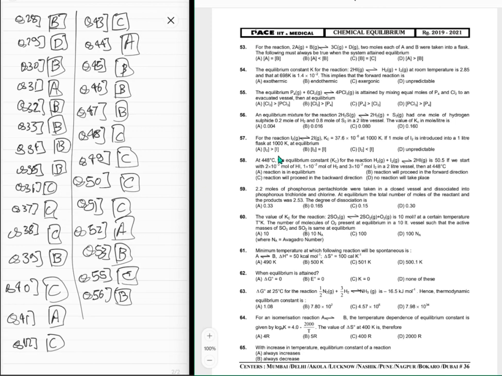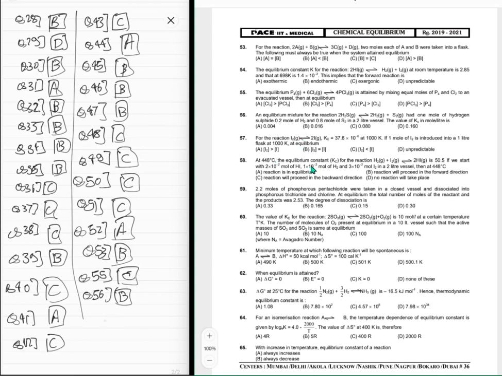Yeah. Next question. For this reaction, if 1 mole of I2 is introduced into a 1 liter flask at 1000 Kelvin at equilibrium, Kc is given. 1 mole of I2 is introduced into a 1 liter flask, so 1 molar concentration basically, at 1000 Kelvin. It doesn't matter. Then at equilibrium, what will be your concentration of I? Oh, it's atomizing this thing.